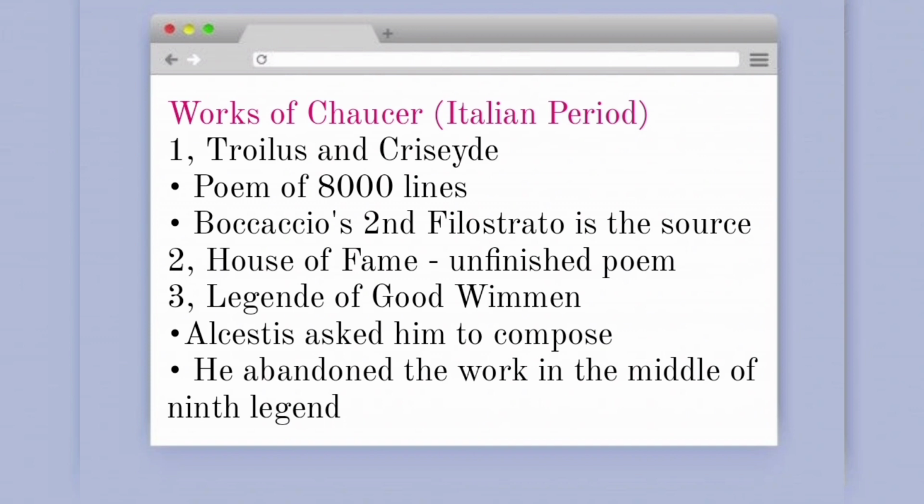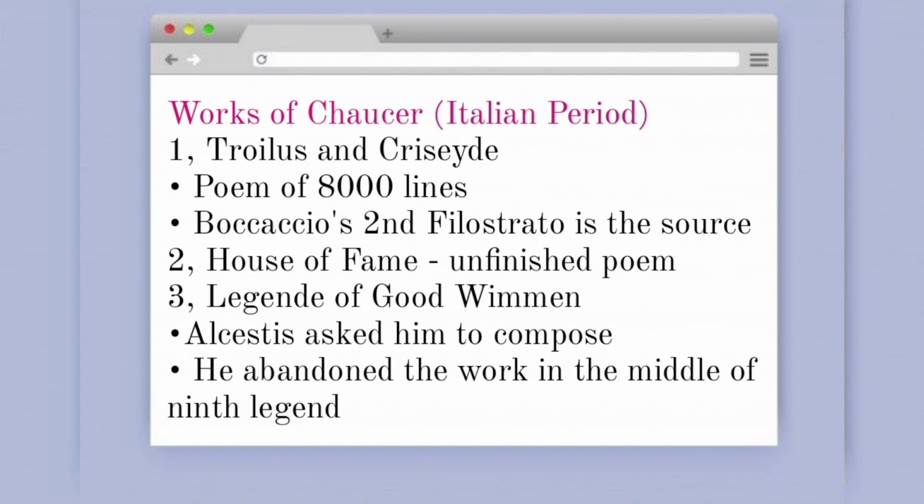Also in this period we have House of Fame, one of Chaucer's unfinished poems, and the second important work of this period other than Troilus and Cressida is Legend of Good Women. So Legend of Good Women is written after receiving a vision. The poet was sleeping in a field of daisies, where he met Alcestis. Alcestis is a goddess of all the wifely virtues.